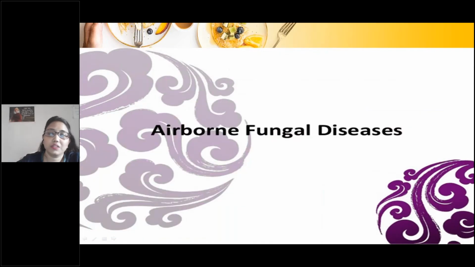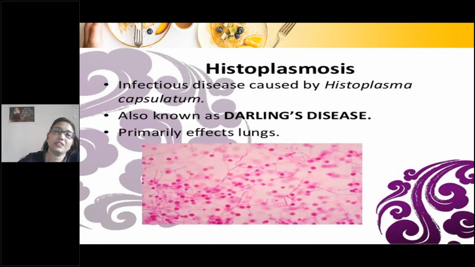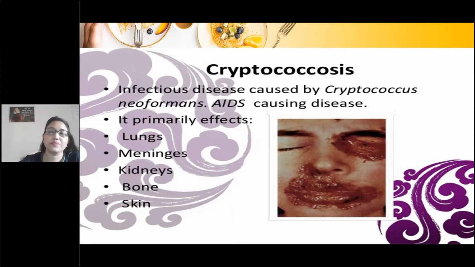The different airborne fungal diseases are also there, like histoplasmosis, which is an infectious disease caused by Histoplasma capsulatum, also known as Darling's disease, and primarily affects the lungs. Cryptococcosis is an infectious disease caused by Cryptococcus neoformans, and for people living with HIV/AIDS it is a very important disease. It primarily affects the lungs, meninges, kidneys, bone, and the skin.